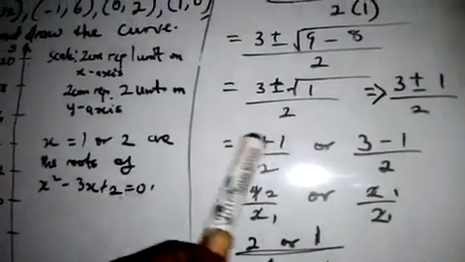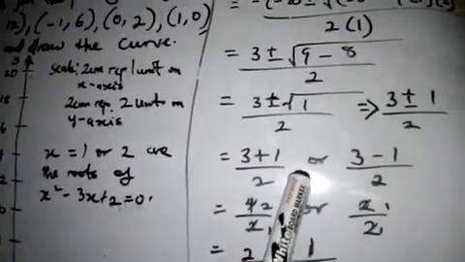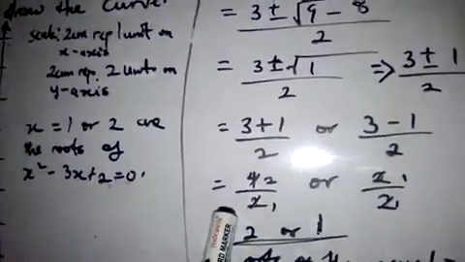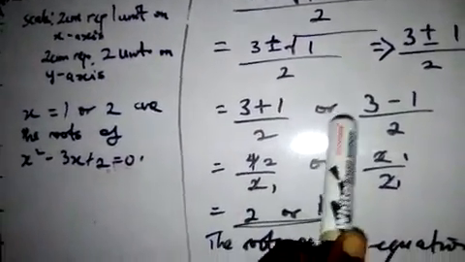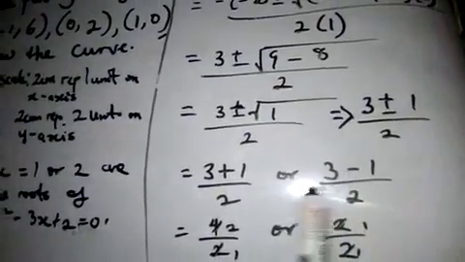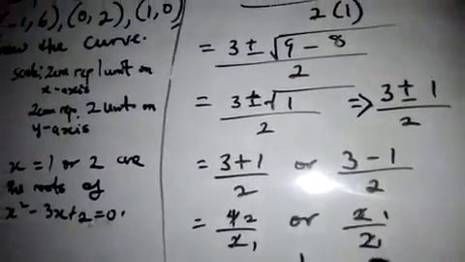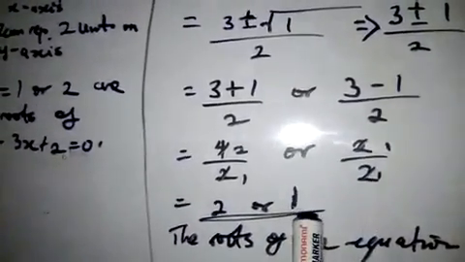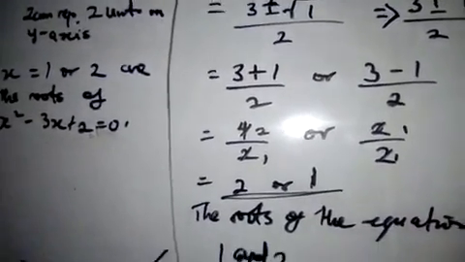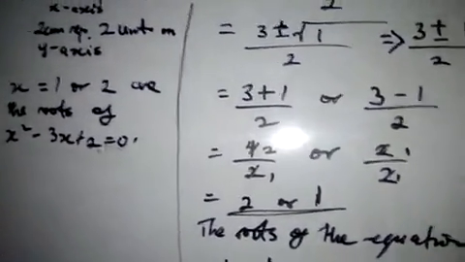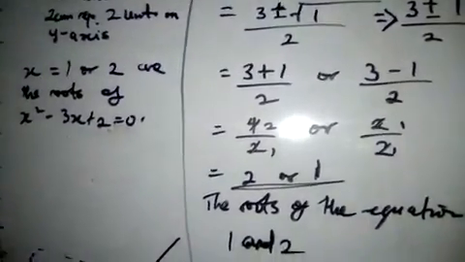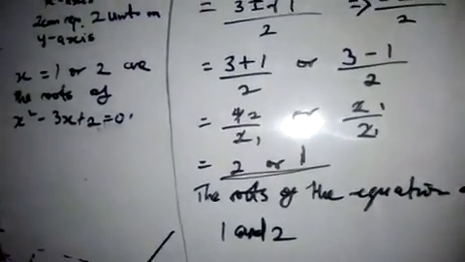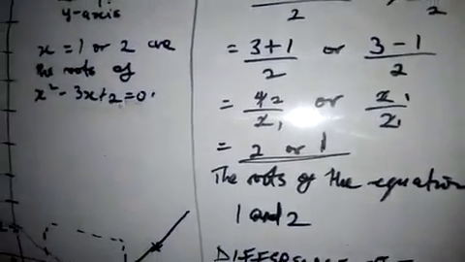Now you have 3 plus 1 over 2, which will give you 4 over 2, or 3 minus 1 over 2, which will give you 2 over 2. So 4 over 2 will give you 2, and 2 over 2 will give us 1. You can see that our roots are 2 and 1, which are the results of that quadratic equation. The roots of the quadratic equation are 1 and 2.